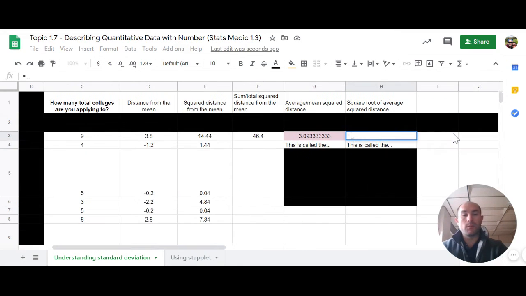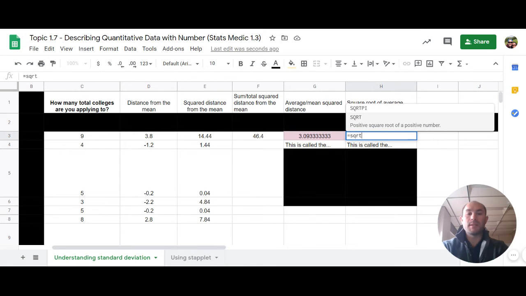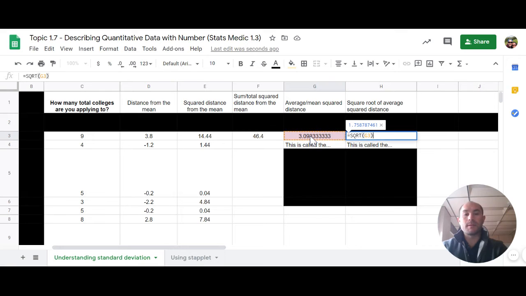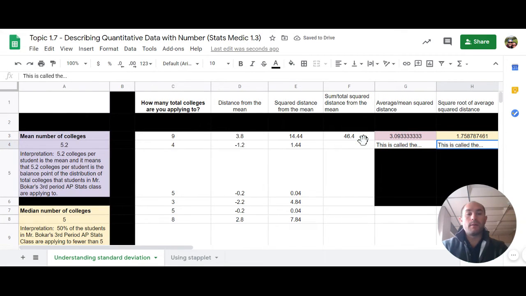So we take the square root of this number. The way you do that is you type SQRT, click on this number, close the parenthesis, and there you go. It's 1.75878, and so on. Okay, a couple things here.